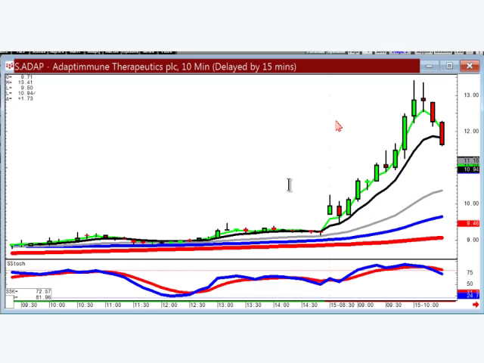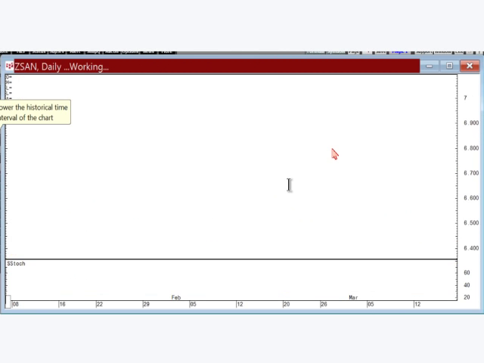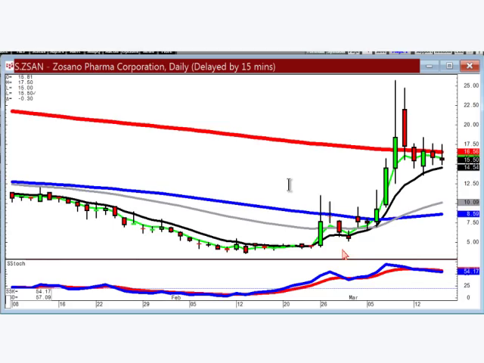Okay, so let's see some of the other ones. We did the same thing, made some big profits last week on ZSAN. Where was the buy? Look at our bobble breakout. Where was our sell? Look where we were compared to the T-line going to our 10-minute chart.